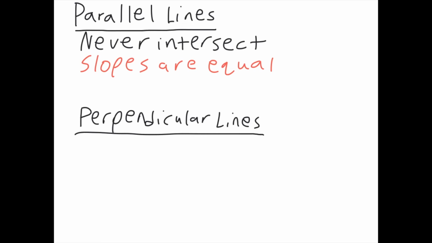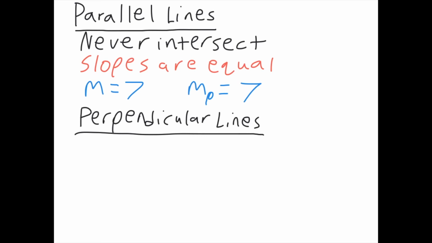So let's say I have the slope of a line, and the slope of that line is 7. The slope of a line parallel to that, which I'll just call MP, is also 7. So if the slope of a line is 7, the slope of a line parallel to that is also 7.